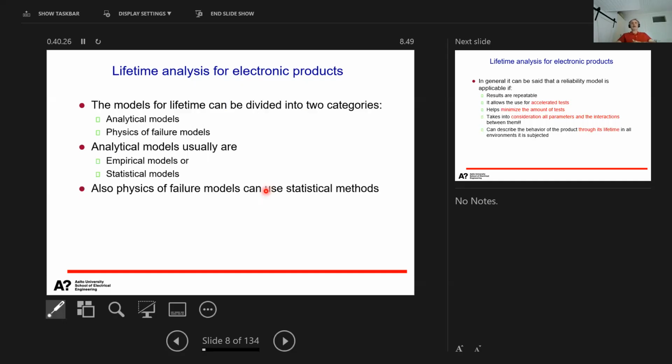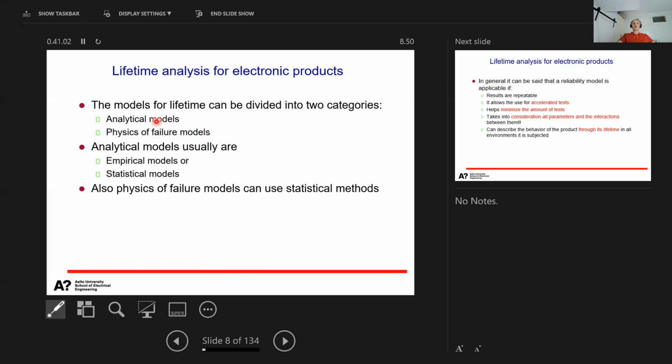So therefore, we can kind of divide our models into 2 different types. We have so-called analytical models, and we have physics of failure models. So of course, physics of failure models are, in that sense, much more useful, because the models are coming from the actual physical phenomena, then they might be more accurate. But the problem typically is that these become much more complex. So in practice, they are not that easy to utilize.